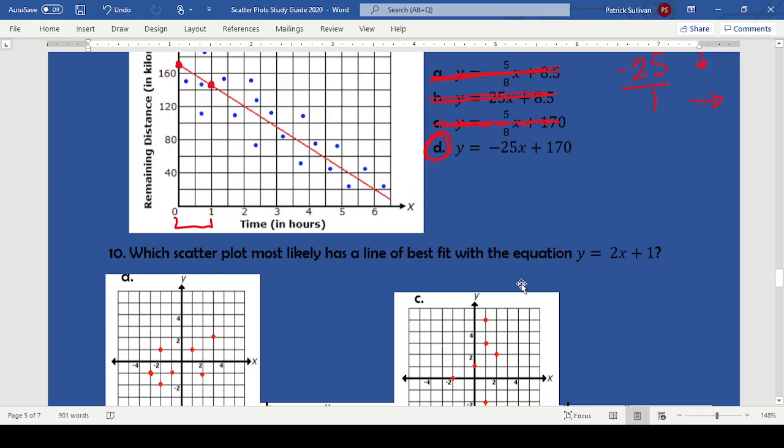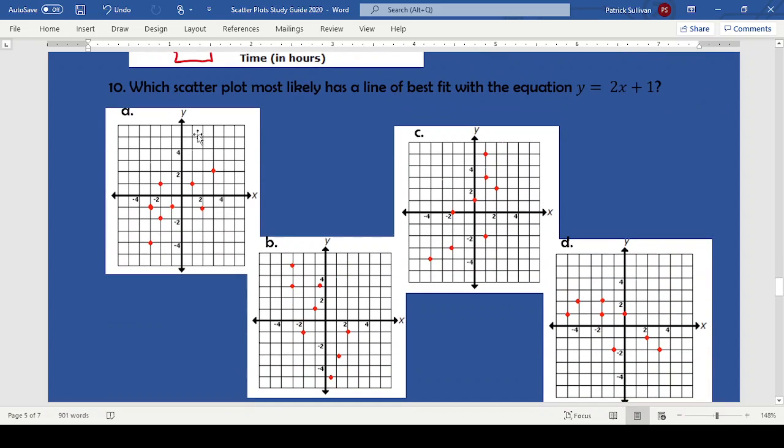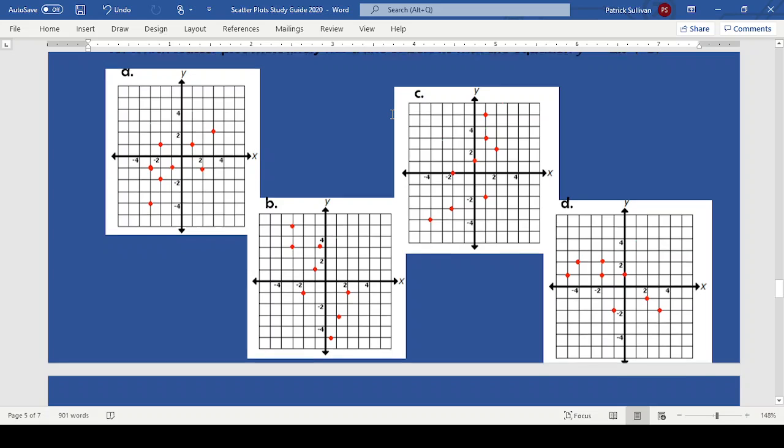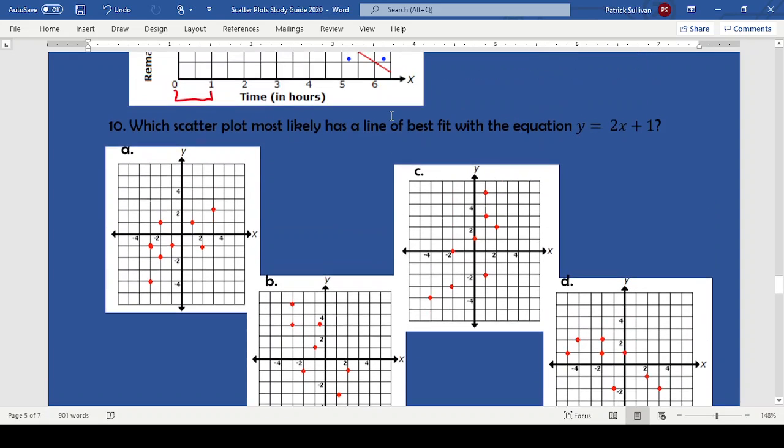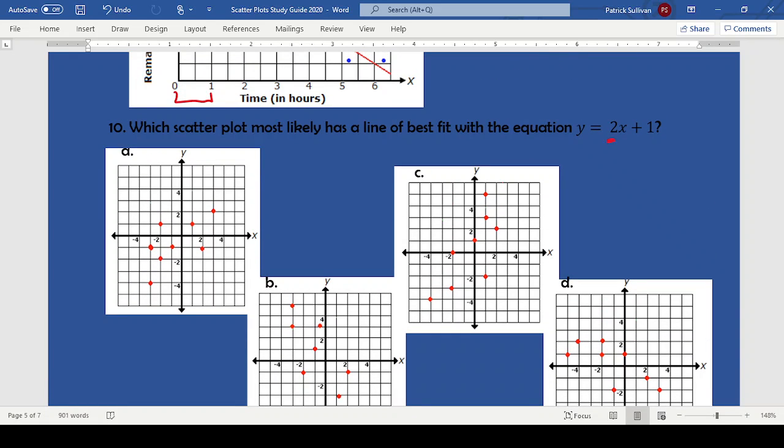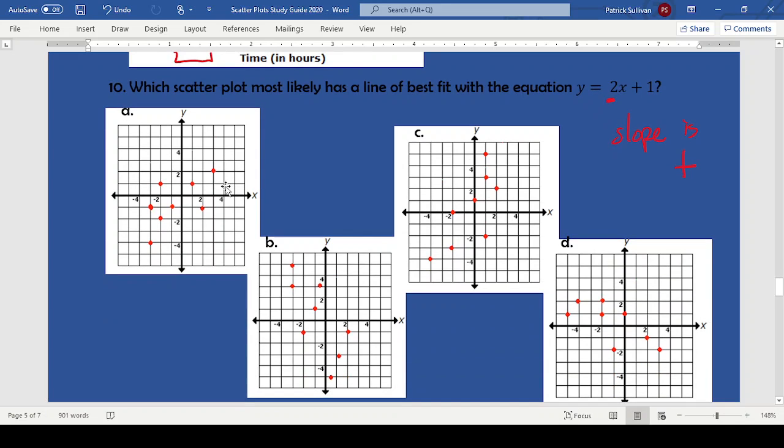Okay. All right, number 10, it's asking which scatterplot most likely has a line of best fit with the equation 2x plus 1. So again, one of the things I like to do here is I notice that my m value, or my slope, is positive. So I know that if my slope is positive, that means the trend of my points needs to be going upwards. All right.